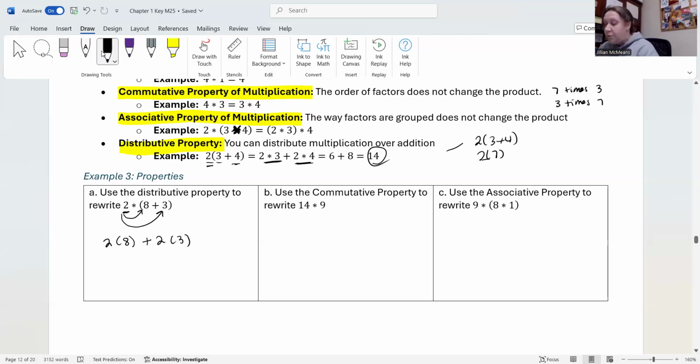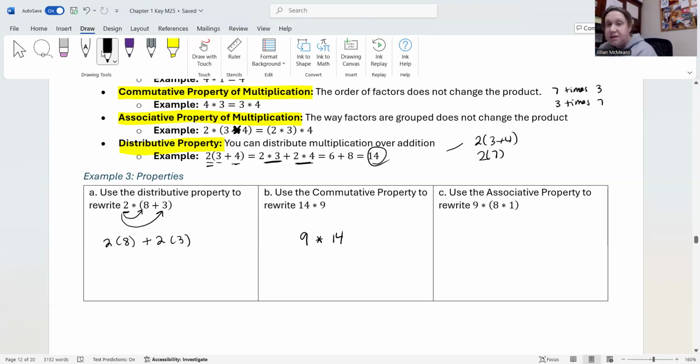Just show the multiplication through that addition or through that subtraction. Okay, now part B says use the commutative property to rewrite 14 times 9. Remember, the commutative property is all about changing order. So if I take 14 times 9, that is exactly the same thing as 9 times 14. They're equivalent, okay? And that's what the commutative property says to us. If you change the order that you multiply or add in, nothing happens. You're going to get the same answer.